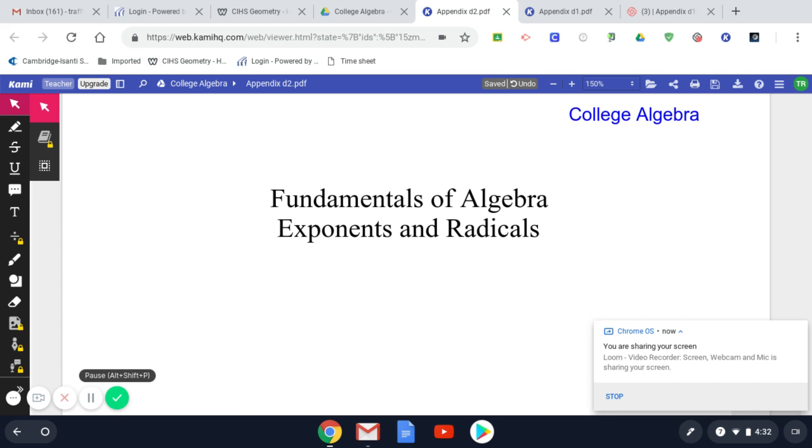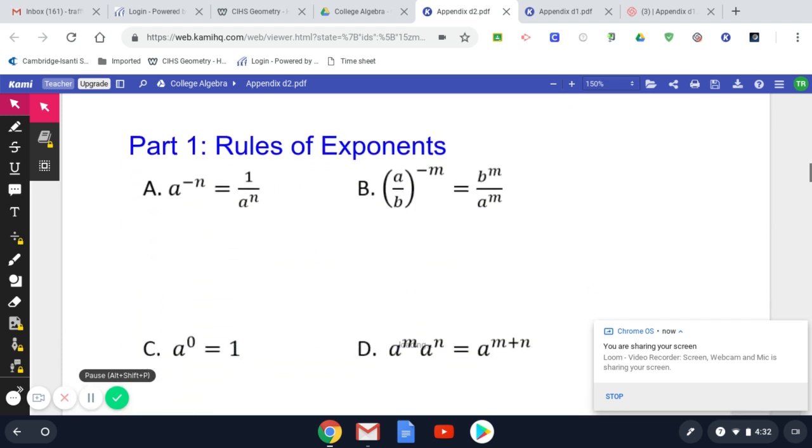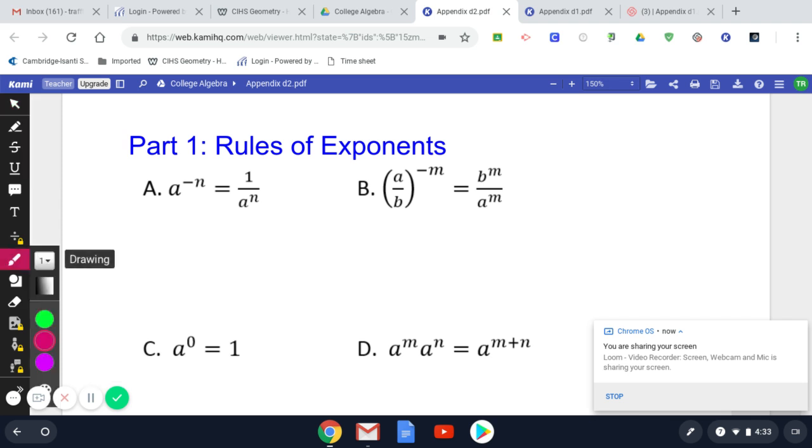For here now, we're going to talk about the fundamentals of algebra, and we're going to focus on exponents and radicals for this lesson. So our first rule is simply the rules of exponents. These are our rules, and I'll just give you an example of each one. Here, a to the negative n equals 1 over a to the n. So for example, 3 to the negative x is equal to 1 over 3 to the x.